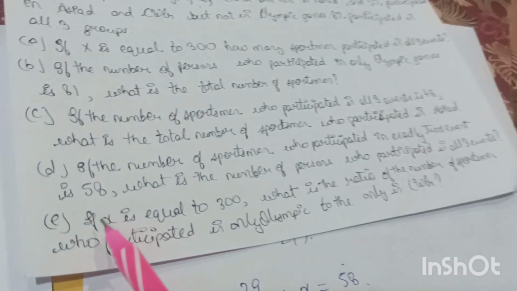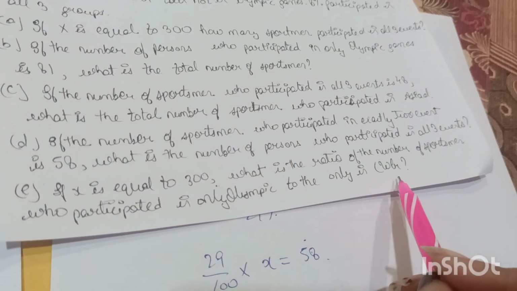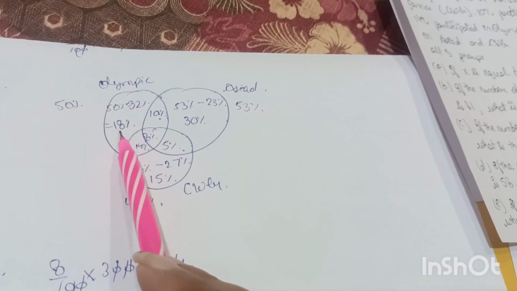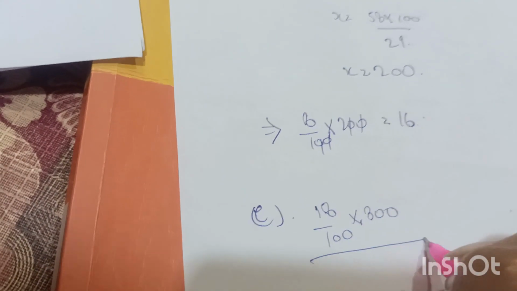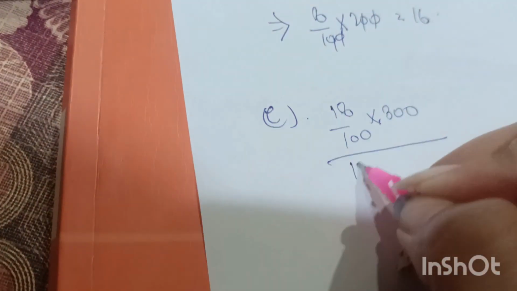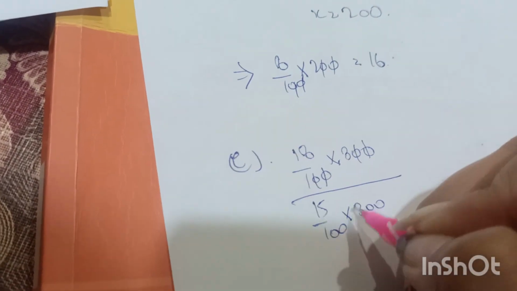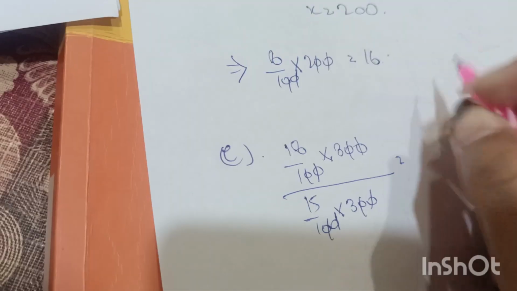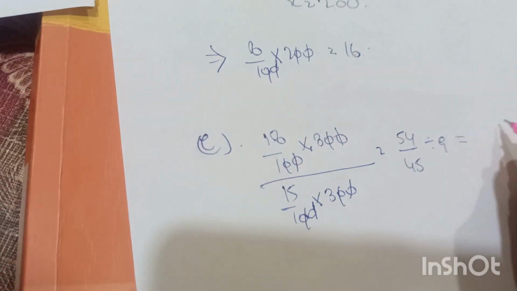Now for solving option E, if x equals 300, we have to find the ratio of those who participated in only Olympics and only CWG. Only Olympic is 18%, so 18 upon 100 into 300, and only CWG is 15%, so 15 upon 100 into 300. When you cancel it out, you get 54 upon 45. Dividing by 9, you get the ratio 6 upon 5.